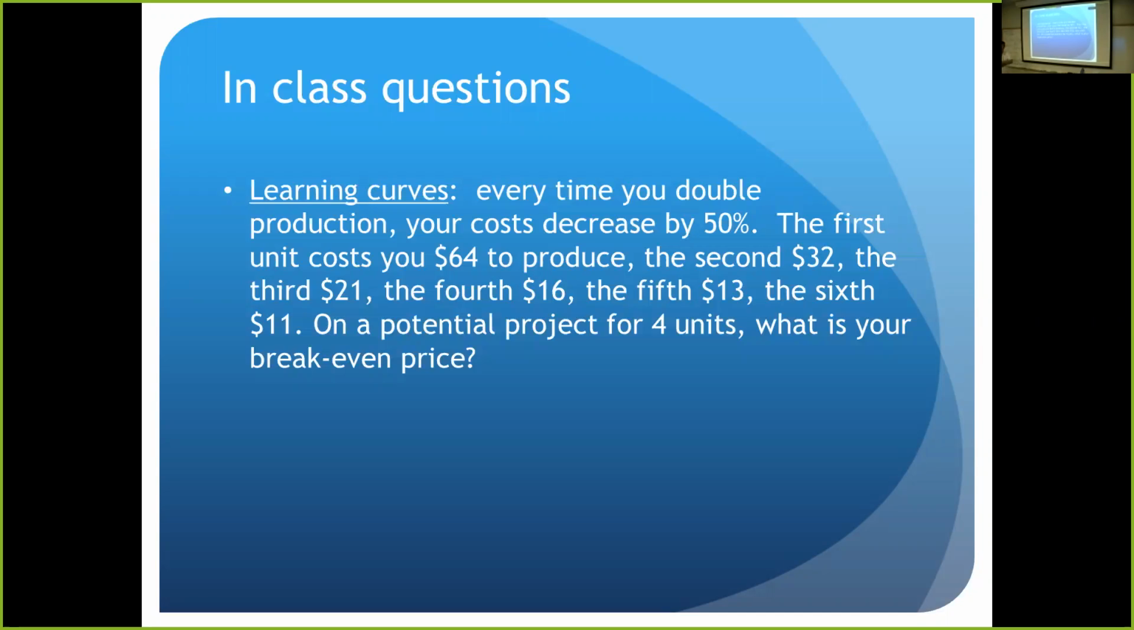So not trying to throw any punches here, right? We talked about the cost going down. So the first unit, the second unit, so we're talking about marginal cost, right? Remember, we've got the third and the fourth, right? So all of those are the cost per unit as we go. If we have a potential project where somebody's willing to buy 4 units, what is my break-even price?